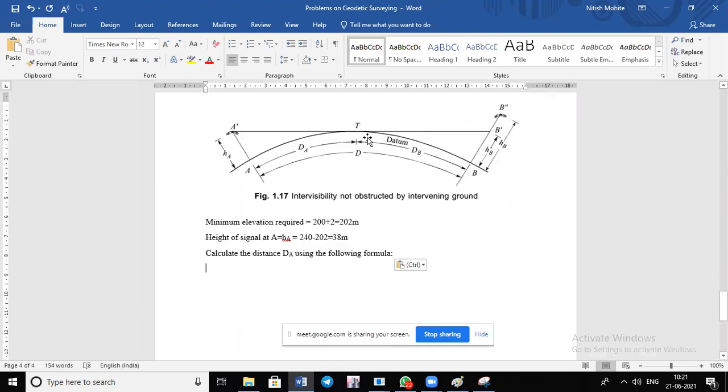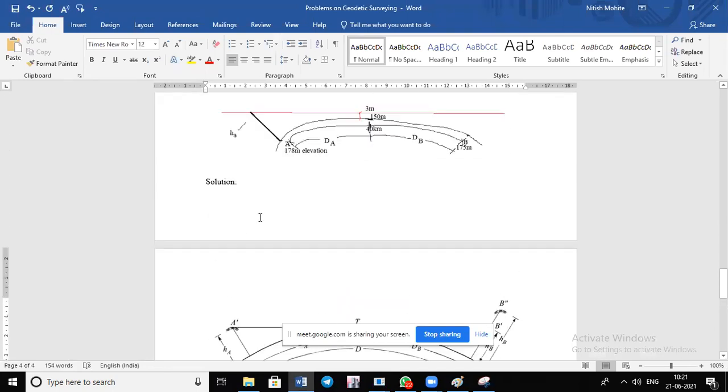So we are knowing the value of this capital D, so we can calculate HA. So the minimum height of elevation required at T point is minimum 150 plus 3, so that is 153 meter. So HA, correspondingly, we have seen here.